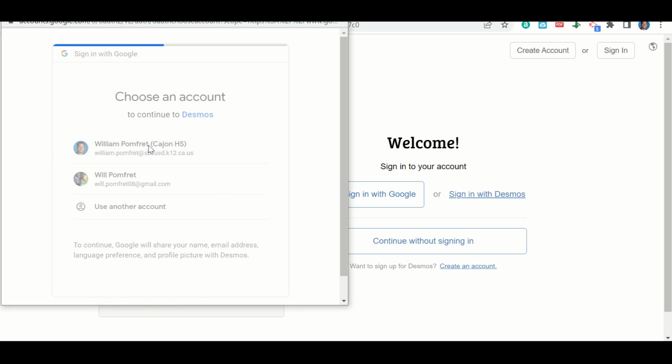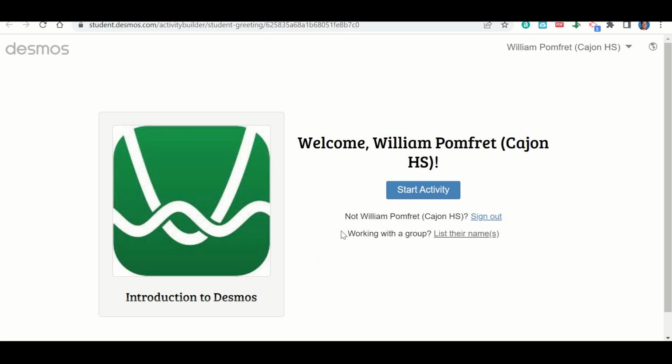You're going to click on your school email account, and it should already have you logged in because you should have already been logged in using Google Classroom. From there, I'm just going to click Start the Activity, and it will take me into the assignment and allow me to begin. So that's how you will log in to Desmos using Google.